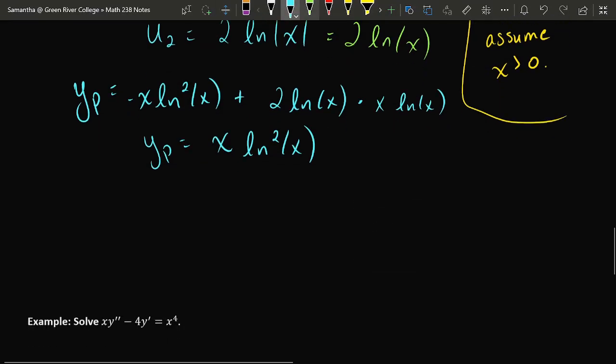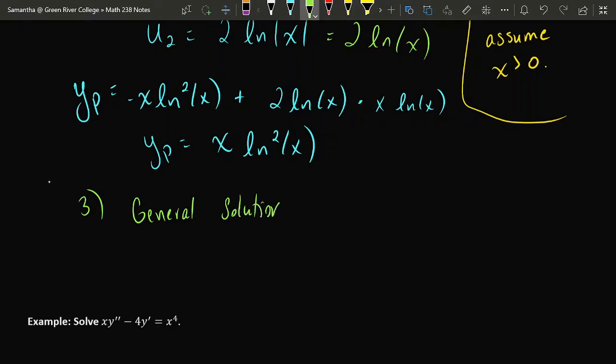And therefore our general solution is the sum of the complementary solution plus a single particular solution.